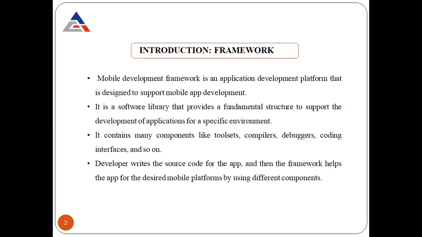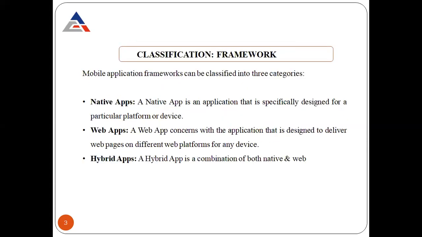The developer writes the source code of the application, and then the framework helps build the application for the desired mobile platform by using different components. So the developer just has to write the code required to design the application, with no need to create the structure, and then compile the program and get the result. The framework makes our work much faster, because 50% of the work is already done by the framework.